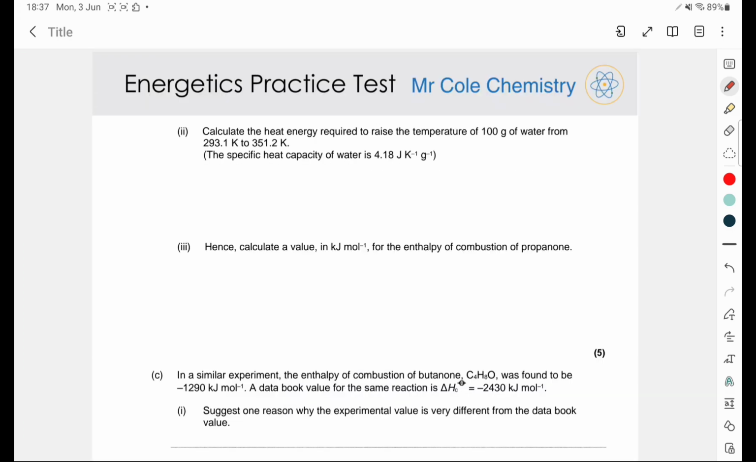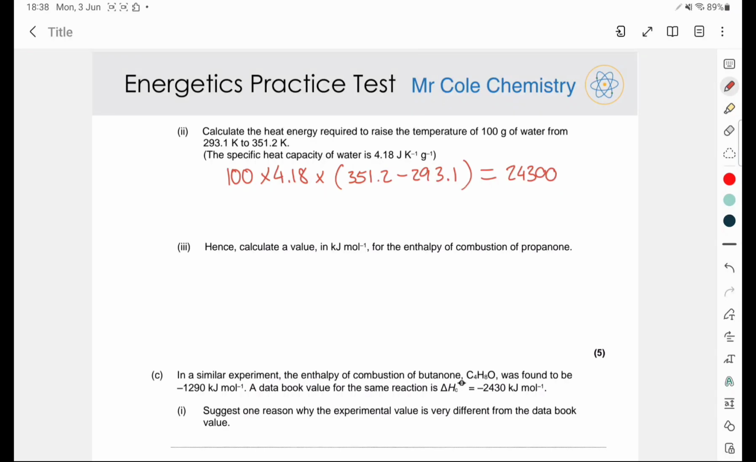Question part 2 is just Q equals mc delta T. So we've got the m of 100, which is our mass of water, times by 4.18, times by the temperature change, which is 351.2 minus 293.1, which gives you 24,300 joules.